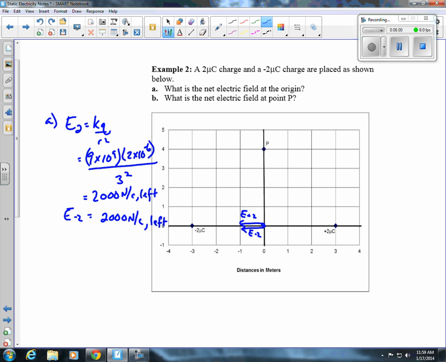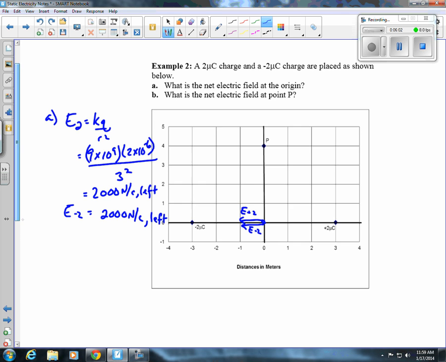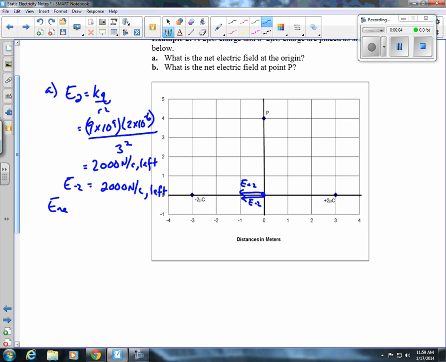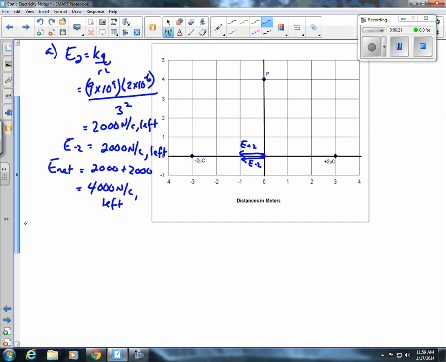Now, if they're in the same direction, what do I do to find the net? I can just add them. So E net is going to equal 2,000 plus 2,000 equals 4,000 newtons per coulomb. Now, if they're in opposite directions, what would I do? I would just subtract.